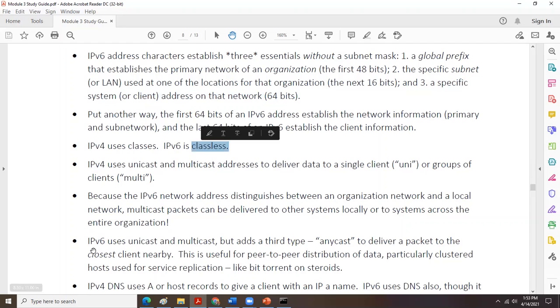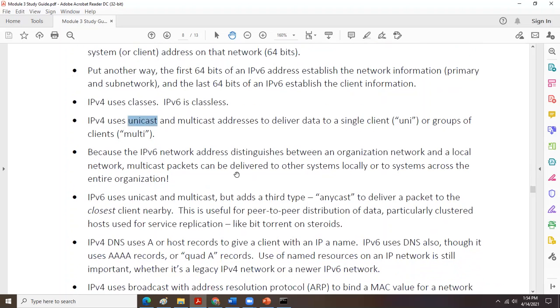IPv6 is classless. If you see a question about which class this IPv6 address is, it's a fake, bogus question. IPv4 uses unicast and multicast addresses to deliver data to a single client or to groups of clients. Because IPv6 network addresses distinguish between an organization and a local network, multicast packets can be delivered to systems locally or to systems across the entire organization.